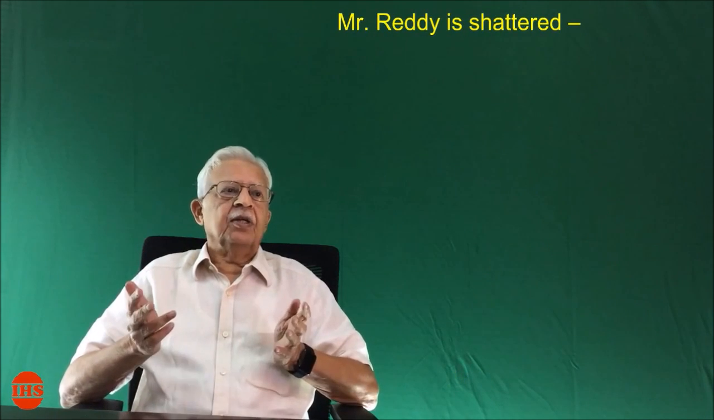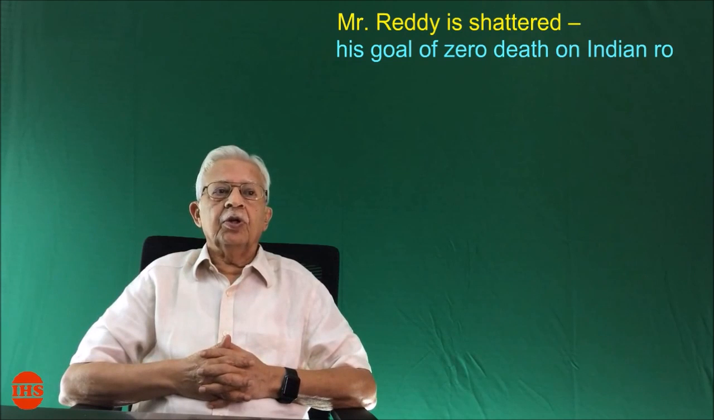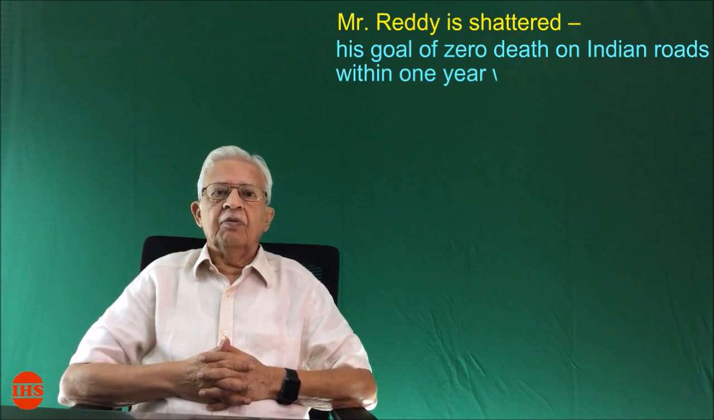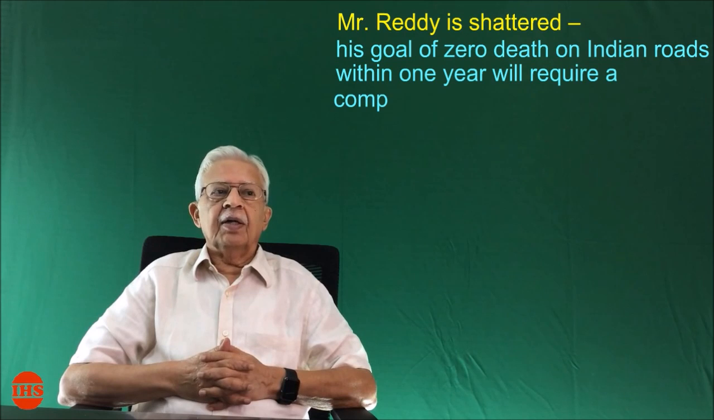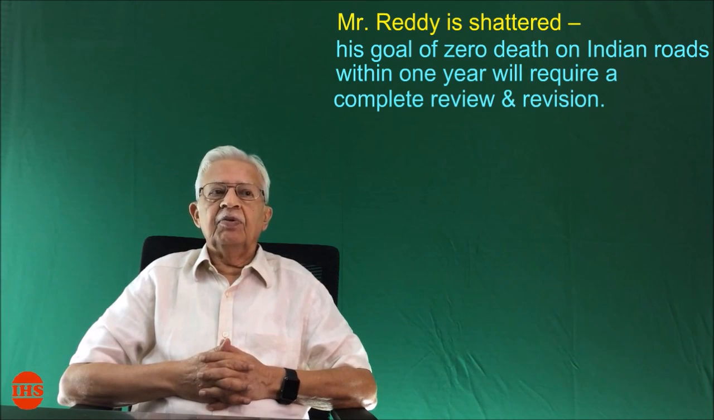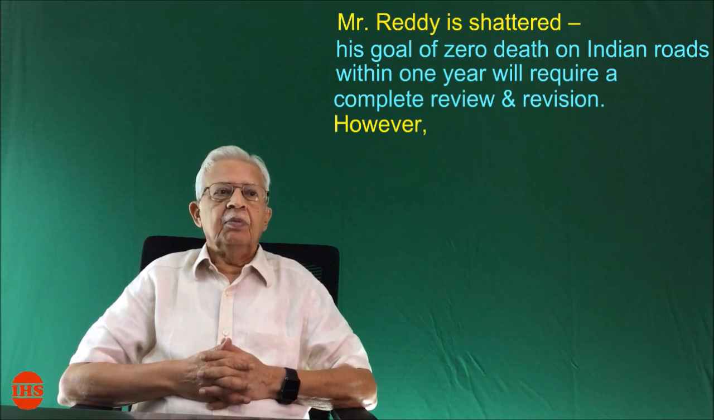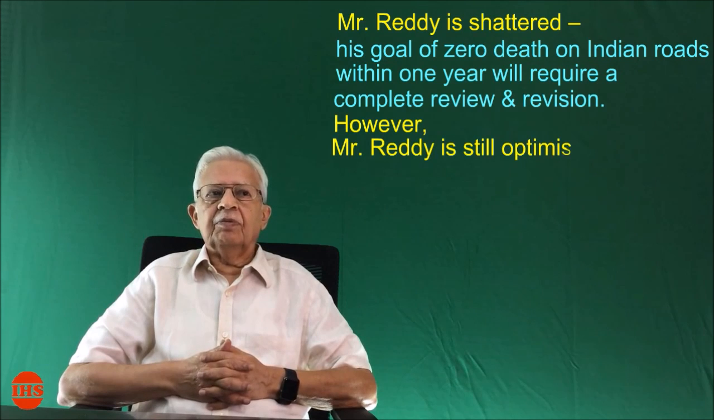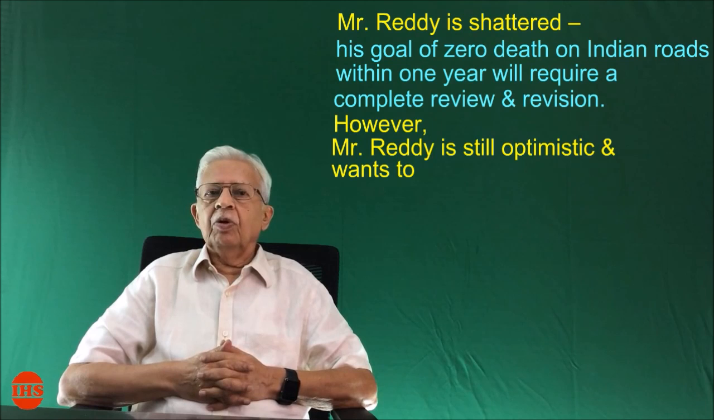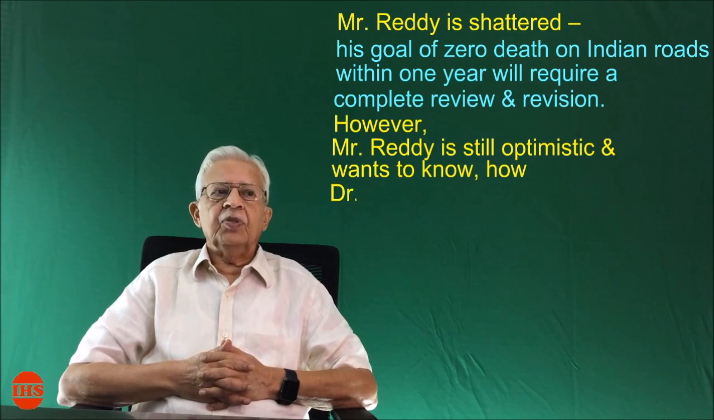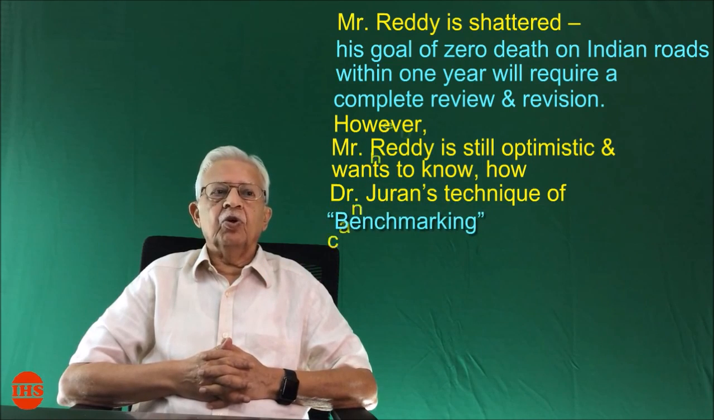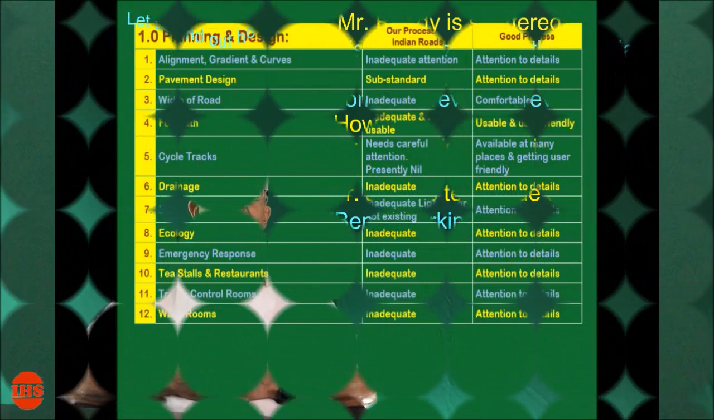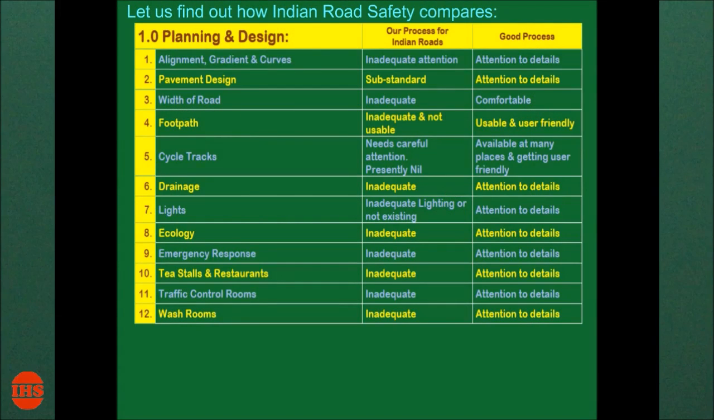Mr. Reddy is shattered. His goal of 0 death on Indian roads within 1 year will require a complete review and revision. However, Mr. Reddy is still optimistic and wants to know how Dr. Juran's technique of benchmarking can help improve safety on roads. Let us find out how Indian road safety compares. Number 1, planning and design.